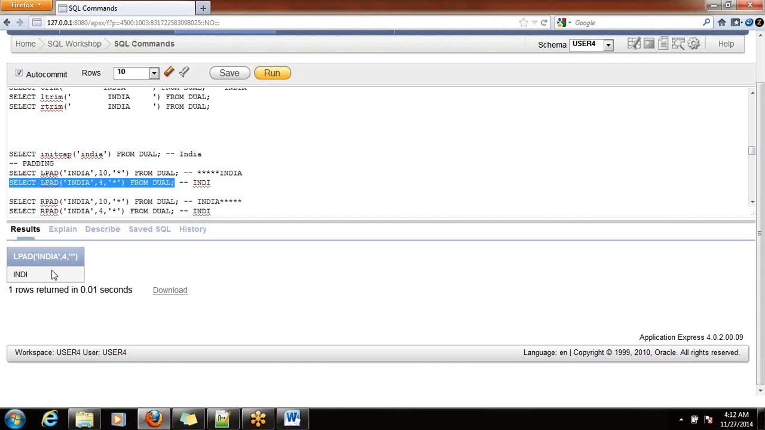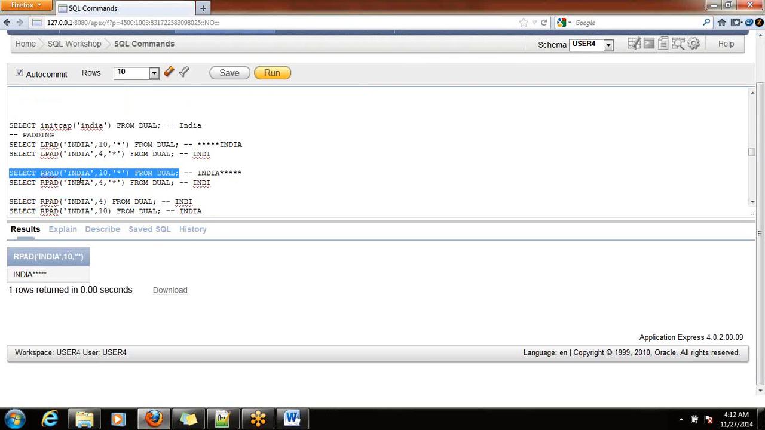Likewise, right side padding. Observe R pad. Right side they are padded, 10 characters. Likewise R pad with 4, and you can see I am ignoring the third argument deliberately.